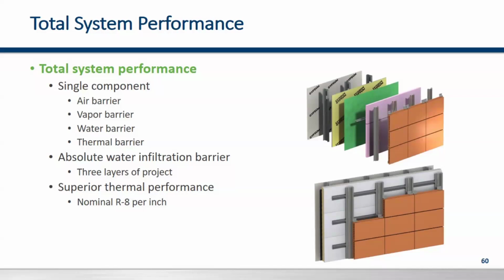The insulated metal panels are an absolute barrier. The exterior Rainscreen portion of it is providing the aesthetics and also additional weather protection on the building. High R value is up to an R8 per system.